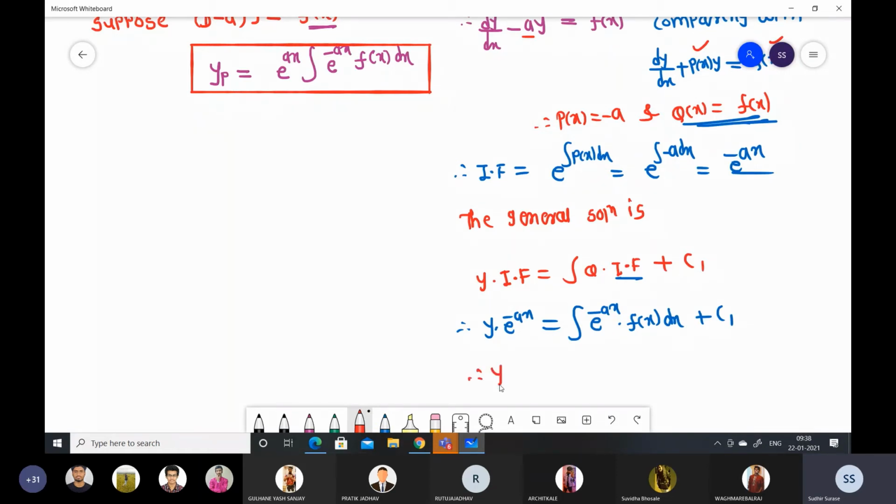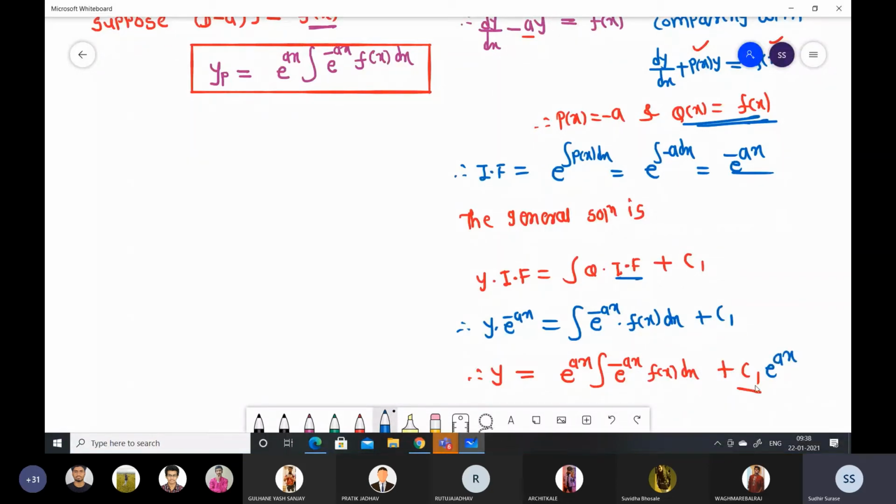So therefore the left hand side will be y, and the right hand side is e to the power x, e to the power inside the integral sign, e to the power minus ax f of x dx plus c1. But this is the general solution, that's why we are taking c1. In case of the particular integral, you just have to focus on what remains after multiplying by e to the power ax, this is also e to the power ax here, right?